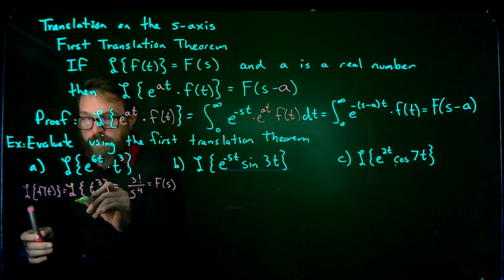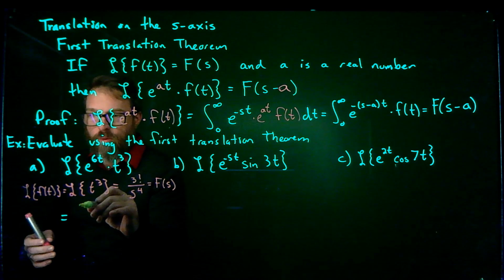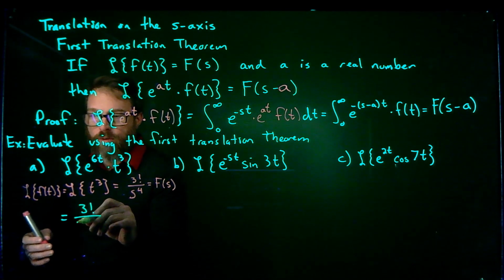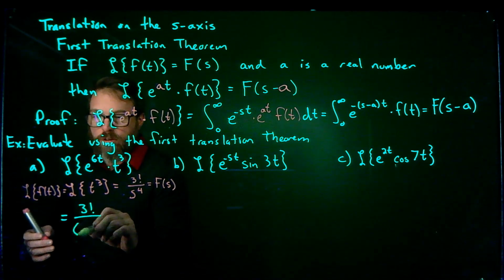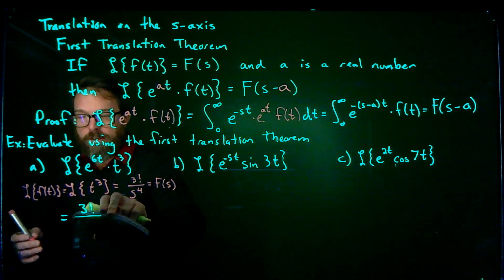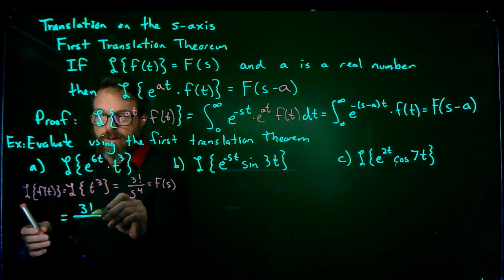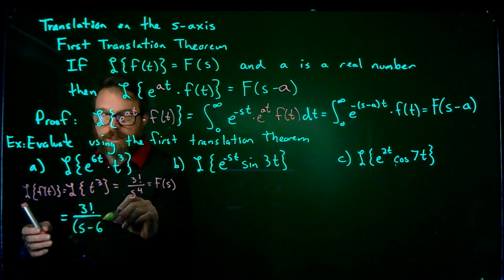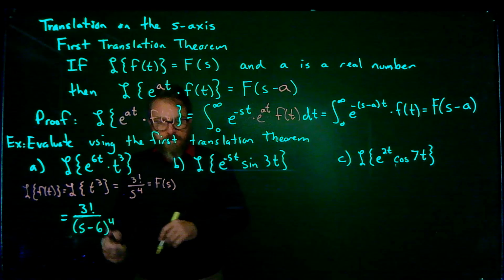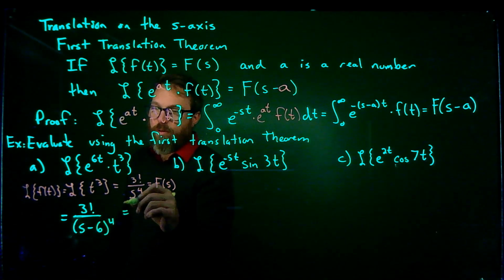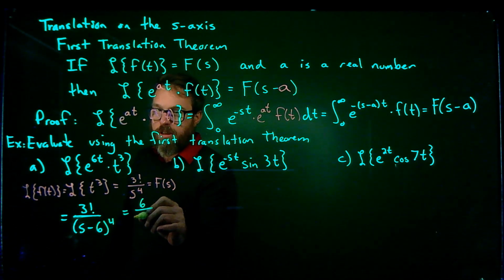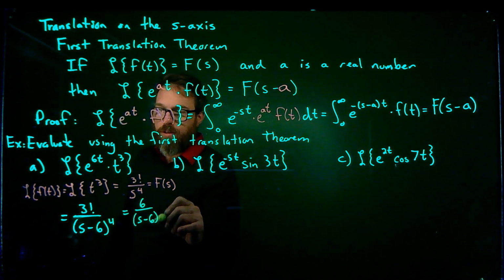So that means for this one, again, it's going to be this function shifted over 6 units. So this Laplace is going to be equal to 3 factorial all over, shifting this over 6 units, s minus 6 to the 4th power. Now we can simplify if we want to: 3 factorial is 6, so this is going to be 6 all over s minus 6 to the 4th power.